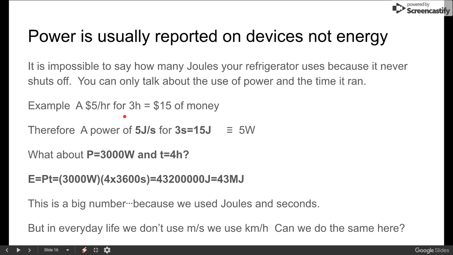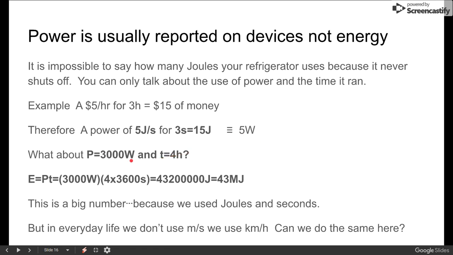So $5 an hour for 3 hours is $15 of money. We don't tell you how much we're going to pay you. We tell you the rate we're going to pay you, and then it depends after that. So if you had 5 joules a second for 3 seconds, that's 15 joules in total. Okay? Now the 5 joules per second is the same thing as 5 watts.